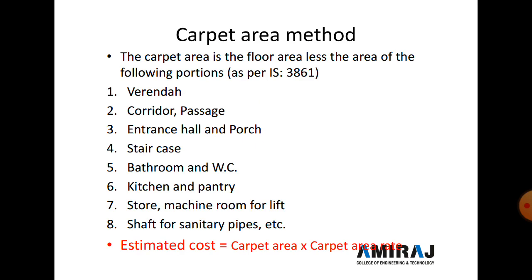Now the next method is the carpet area method. The carpet area is the floor area less the area of the following portions: veranda, corridor, passage, entrance hall or porch, staircase, bathroom and water closets, kitchen and pantry, store, machine room for a lift, shaft for sanitary pipes, etc. These are the carpet area in this floor are less. Now the estimated cost is the carpet area multiplied by the carpet area rate.